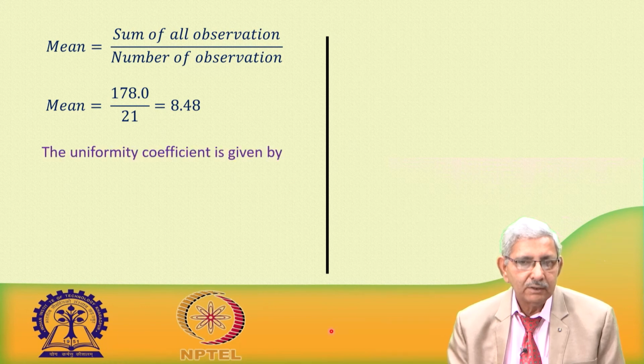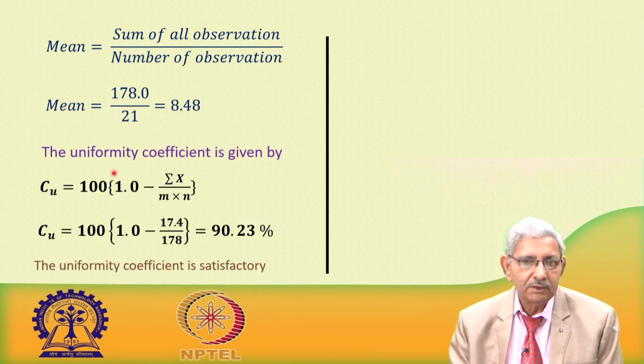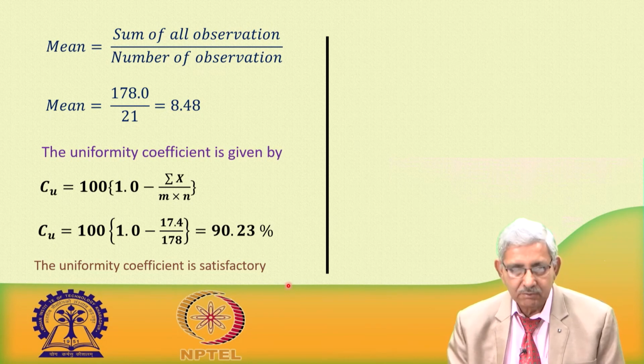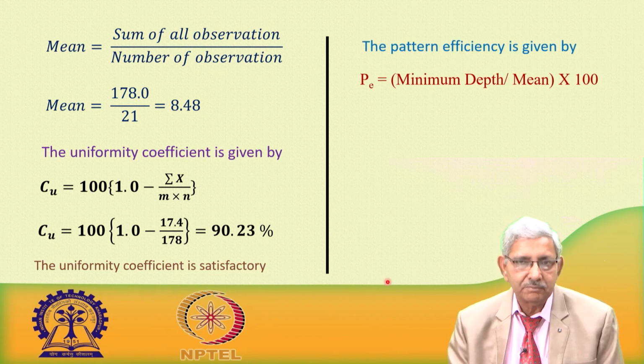This is the value, and then we will work out the emission uniformity. Emission uniformity is given by 100 into 1 minus the summation of x, that is the deviation from the mean, divided by m into n. m is the average value and n is the number of observations. When we multiply, we get this value, and we found that the computed value of Cu from the data is 90.23%. It is highly satisfactory, and this particular pressure setup is giving the best performance.